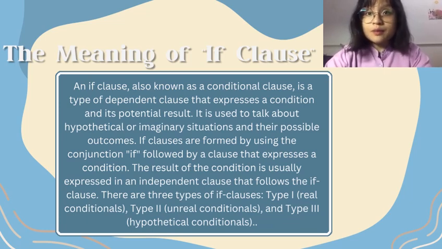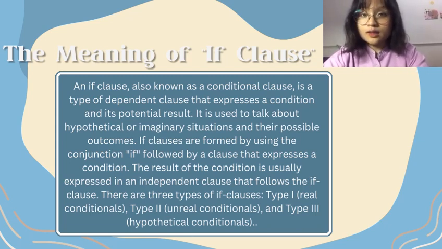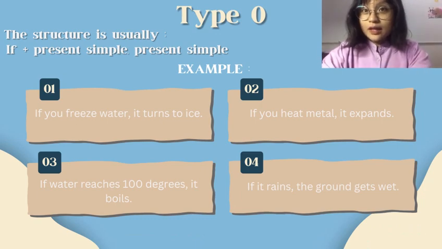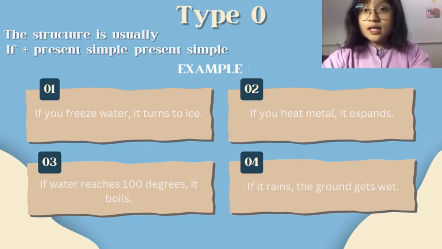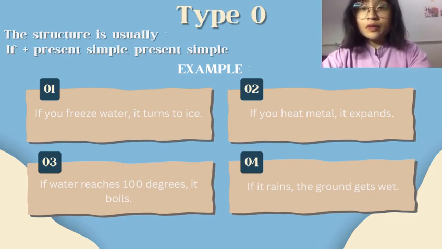There are three types of if clauses. The first one is real condition, type 2 unreal conditionals, and type 3 hypothetical conditionals. Next, we're gonna learn about the zero conditional. The zero conditional, or type 0, is a type of conditional sentence in English that expresses a cause and effect relationship between two facts or events. It is formed using the present simple tense in both the if clause and the main clause to describe something that always happens or is always true.